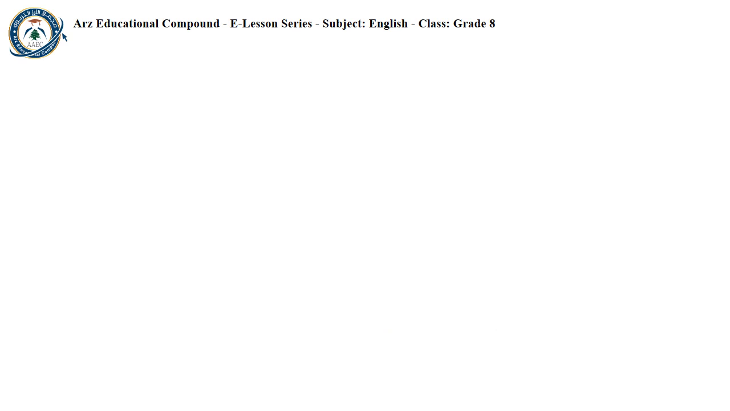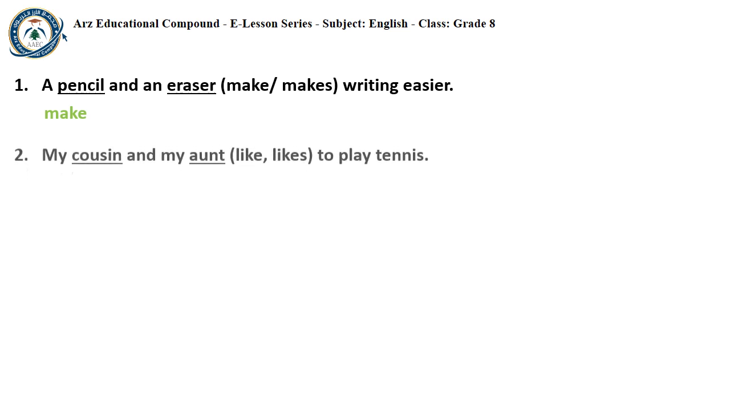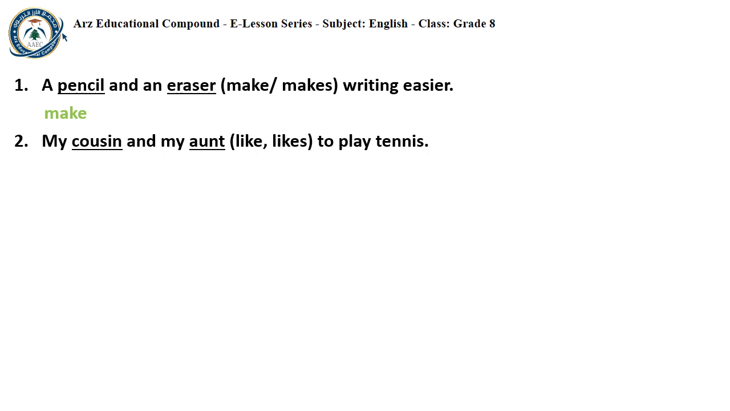Some sentences can have compound subjects. Look at this example. A pencil and an eraser make or makes writing easier. In this sentence, the simple subjects are pencil and eraser. Here we have two singular subjects joined by and. This means that your subject becomes plural and the verb needs to show this. It's the same as saying they make writing easier. So here we have a plural subject that needs a plural verb. The same rule applies in sentence number 2. My cousin and my aunt like to play tennis.